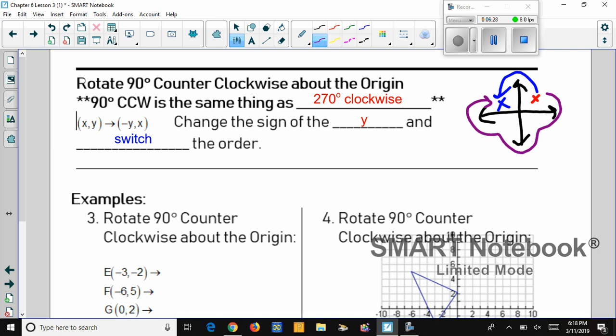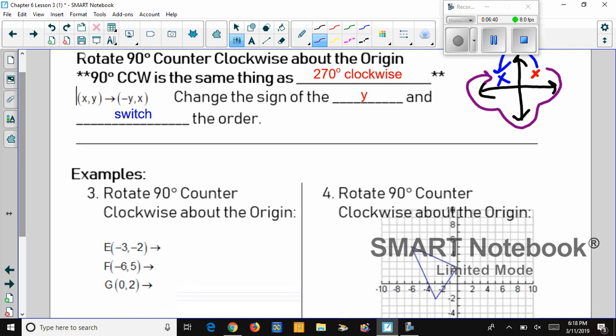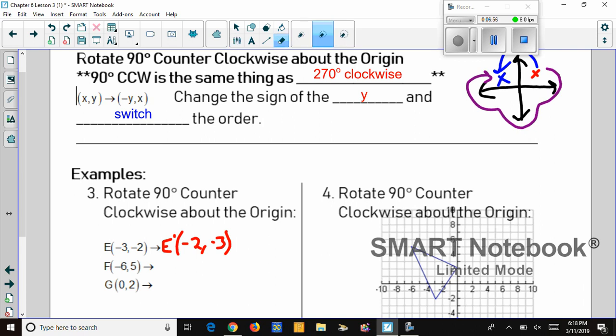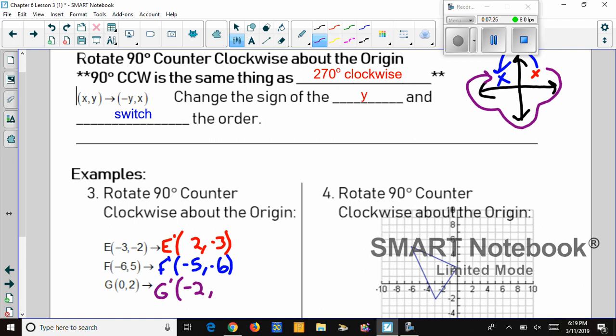To do this, we're going to switch the order of our numbers again, but this time we're going to change the Y into the opposite sign. Let's do that with E, F, G below. E prime, we need to first swap the numbers, but let me go back in because the Y, which was -2, is no longer negative, it becomes +2. Let's look at that again for F. F prime will be at -5, -6. Keep in mind again, I had to change the sign. And then G prime, I need to change the Y again to -2, 0.